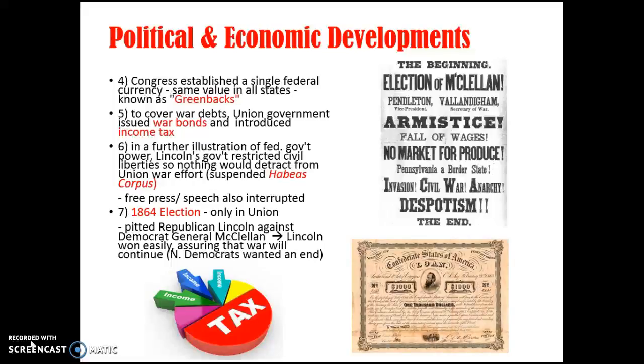So like I said, Congress will establish a single federal currency, same values in all states, and these are known as greenbacks. To cover war debts, the Union government will issue war bonds and introduce an income tax, which, if you look at your paycheck, federal taxes are taken out and state. This is an income tax, and it started with the Civil War.